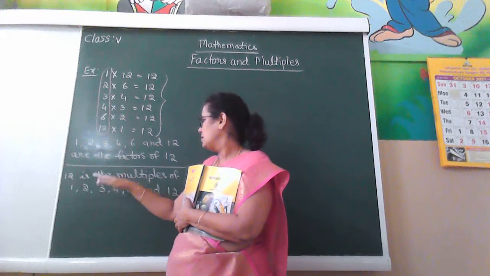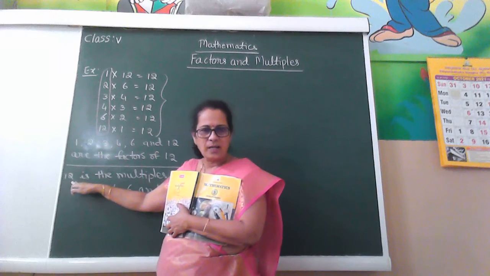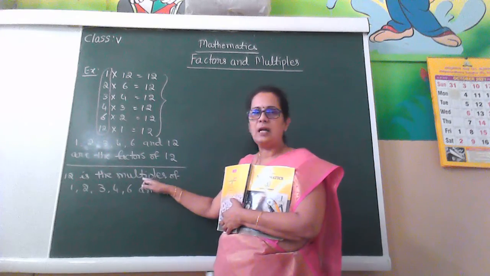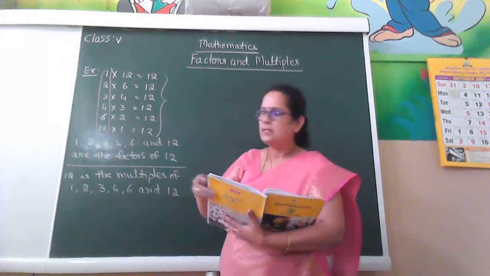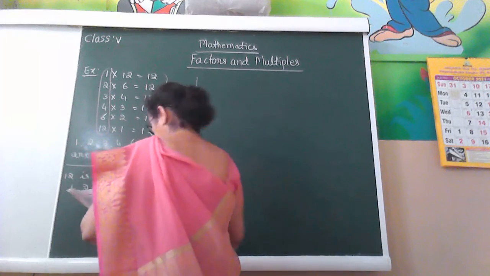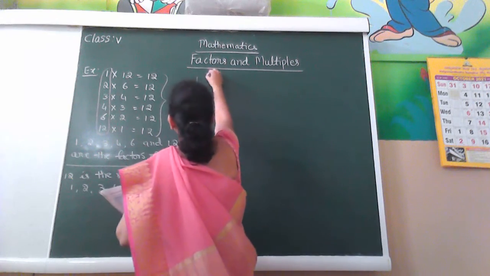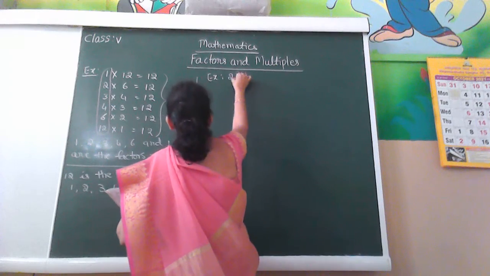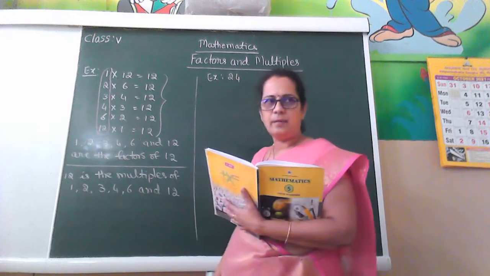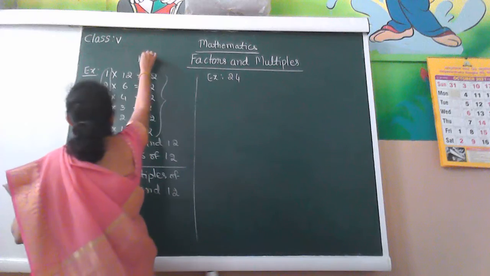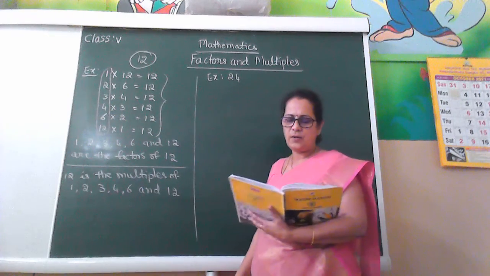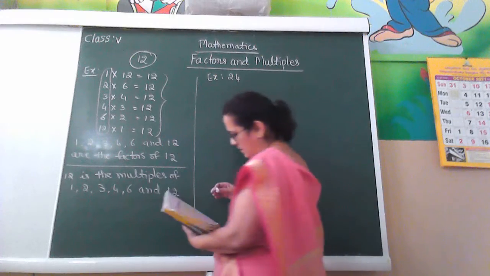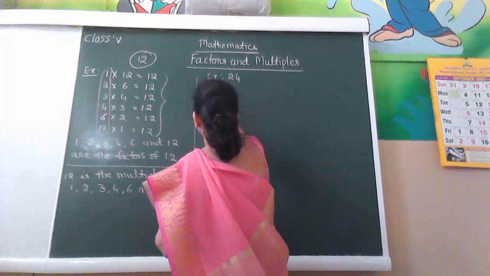Okay, so the numbers we can multiply 12 with, that is the multiples. So I will give you one more example for this. Let us take 24. Let us take another number. Here we have taken 12, isn't it? So in the same way, we will take 24. So I will write the multiples. I will start from 2.